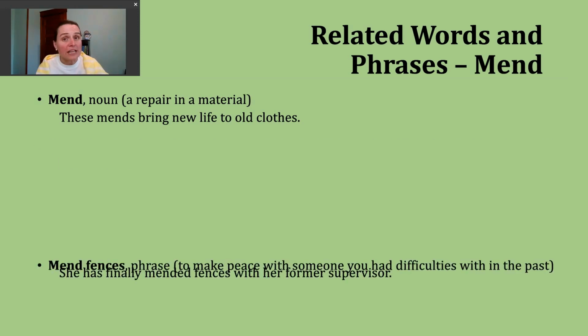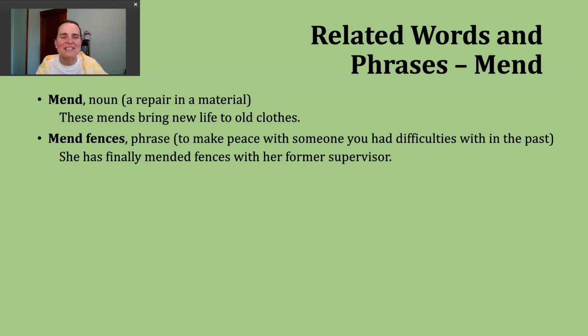Now, there are some phrases you might encounter with mend. The first we'll discuss today is to mend fences. Generally, what this means is, again, we're back to that definition about our relationships and improving, working from some kind of unpleasant situation. So, you might think of it as making peace with someone after you've had some difficulties in the past. So, again, this could be disagreements, arguments, maybe there have been fights. An example of this phrase in a sentence is she's finally mended fences with her former supervisor.